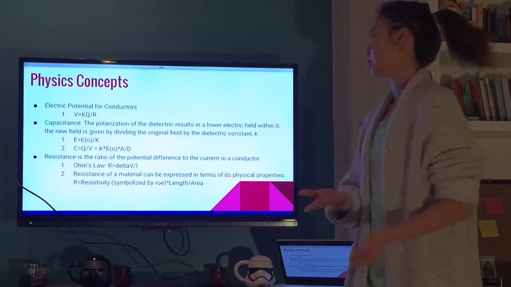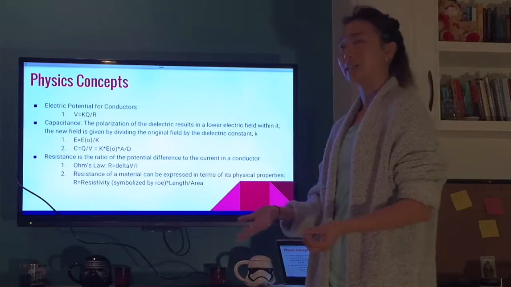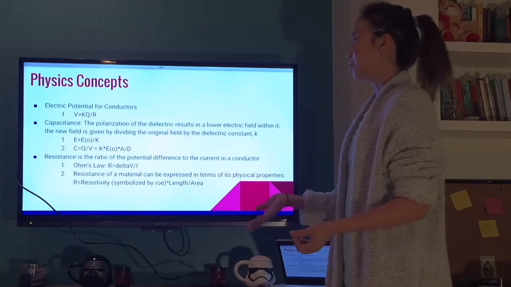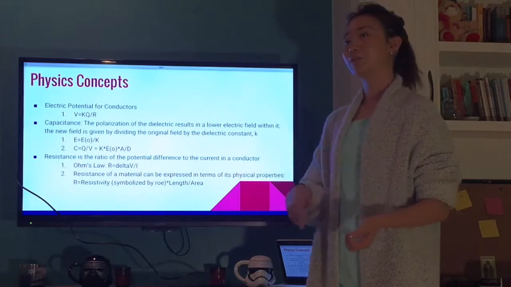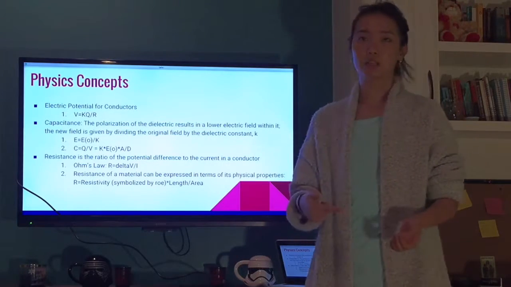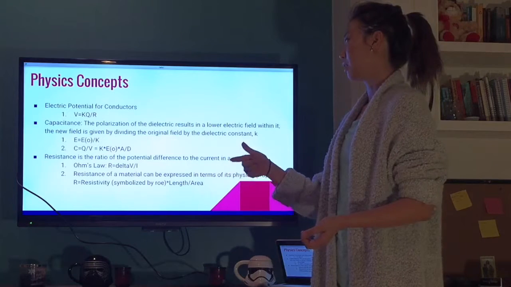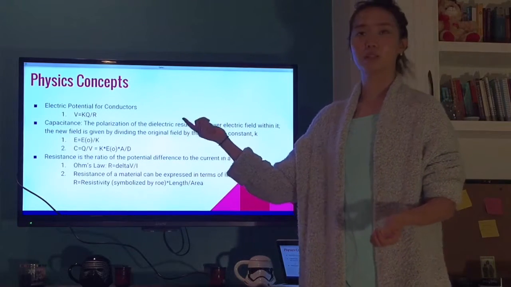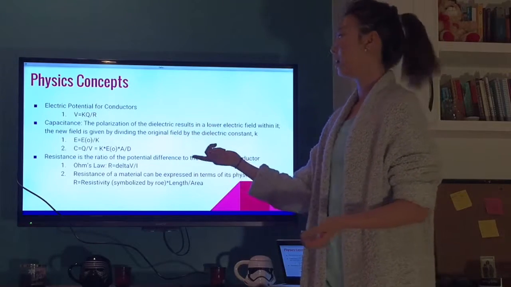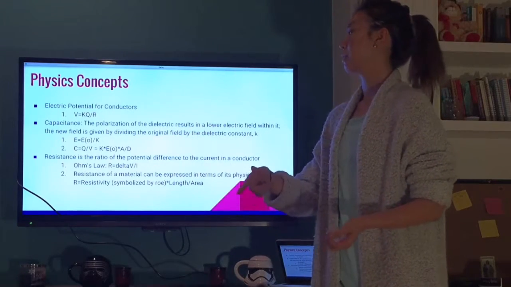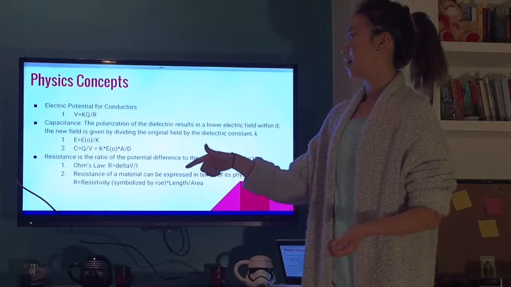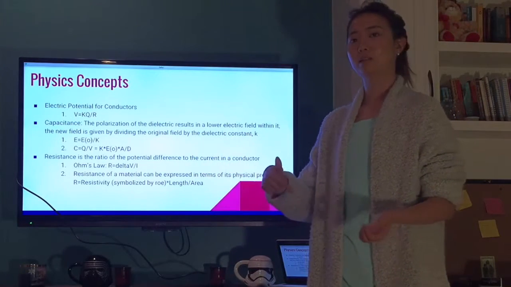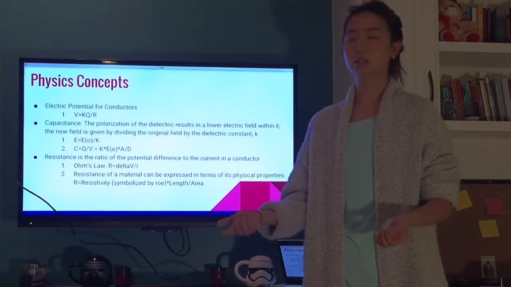Capacitance: the polarization of a dielectric results in a lower electric field within it. So a new field is given by dividing the original field by the dielectric constant. So whatever you find to be the electric field, E, which is E naught over K, you would find the capacitance by finding that E multiplied by A divided by D times the dielectric constant.